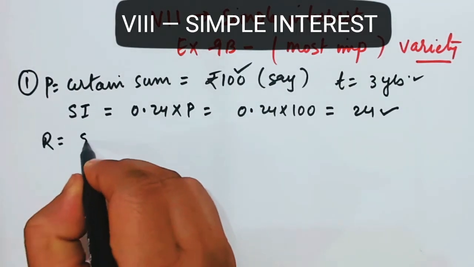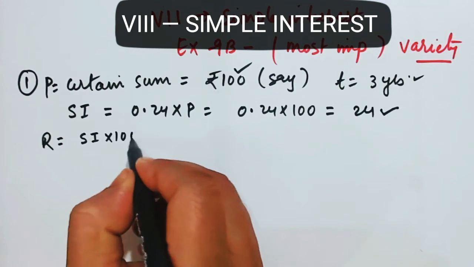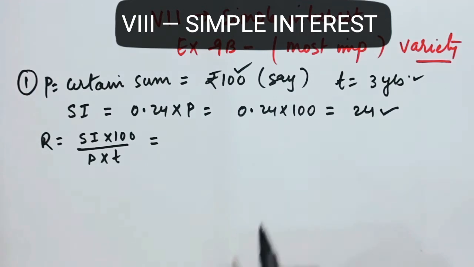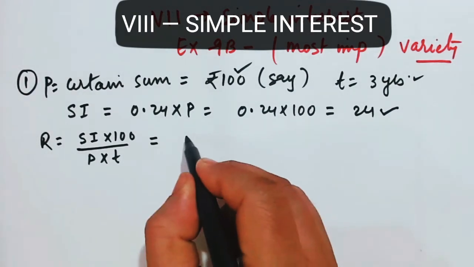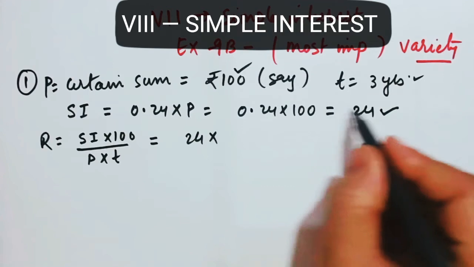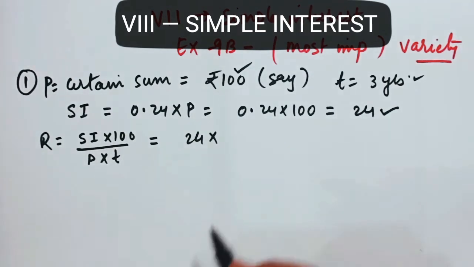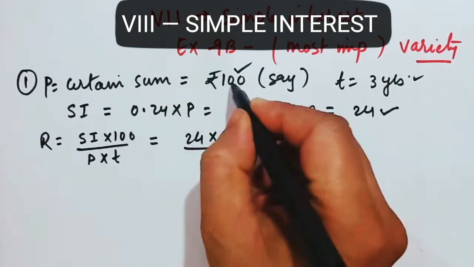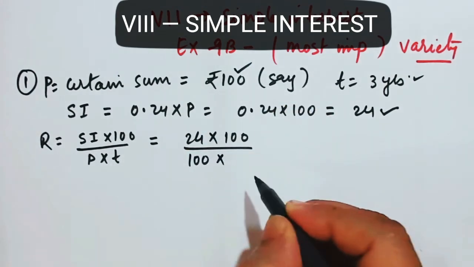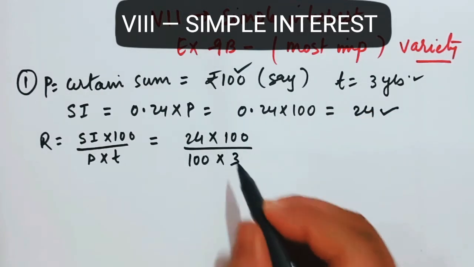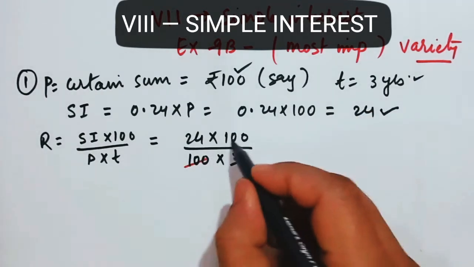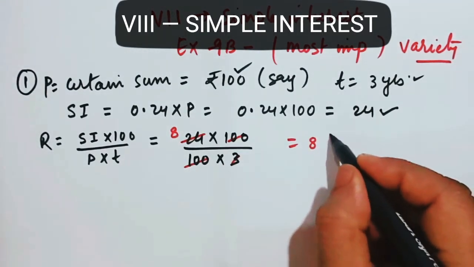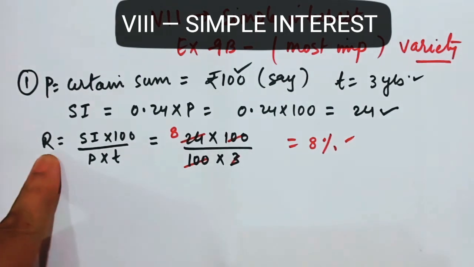So rate will be equal to SI into 100 by P into T. Just put the values. The SI is equal to 24, SI into 100. P is how much? 100 multiplied by time. Time is your 3 years. So let's do some cancellation work, and you will get 3 8 times is equal to 8% as the rate of interest.